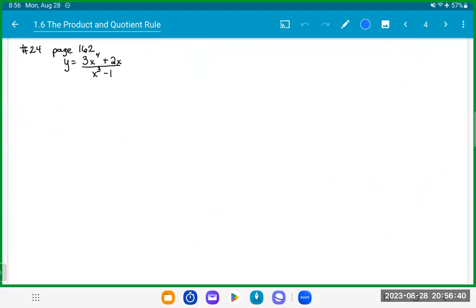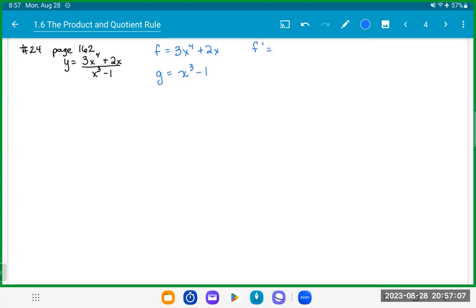All right. So here is another problem. We're not going to use the power rule to solve this one. We're only going to use the quotient rule. And so we have that our f function is the numerator, so that's 3x to the 4 plus 2x. And our g function is the denominator, which is x cubed minus 1. Okay? So we'll do the derivative.